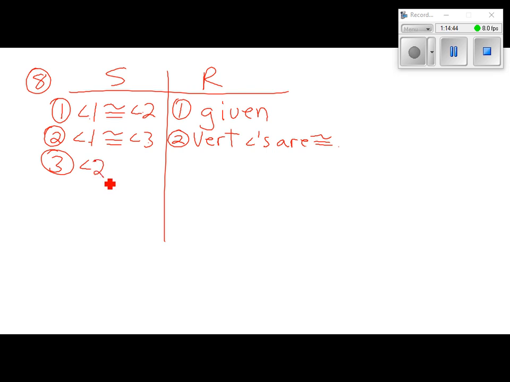Angles 2 and 3 are congruent. What did we use here? Substitution property. Next question. Probably got time for one more.